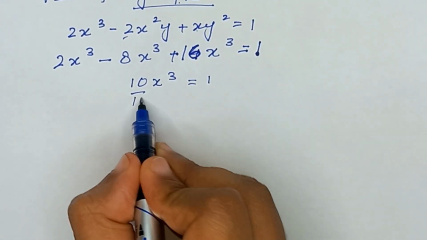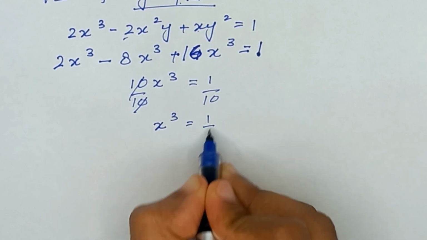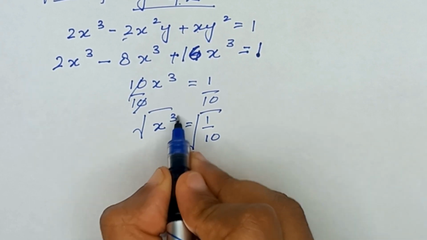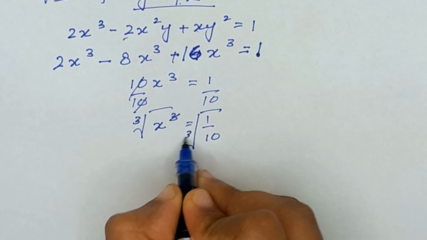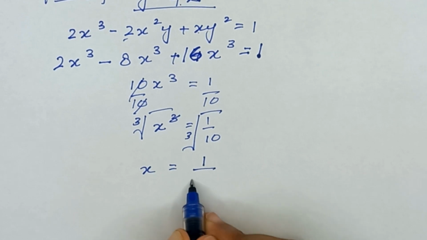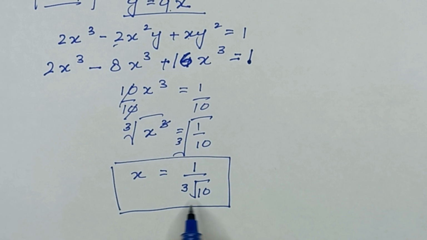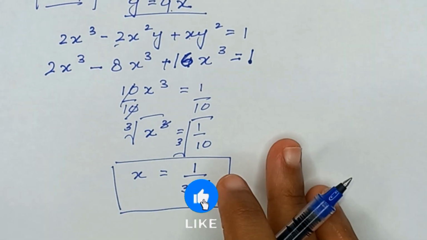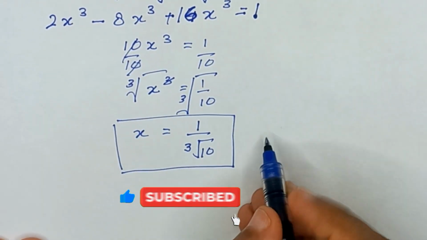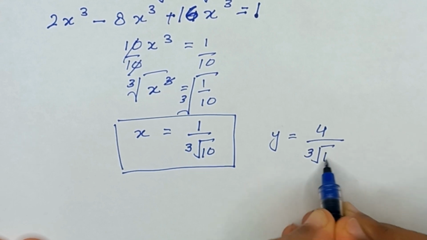Dividing both sides by 10, it will be x cube is equal to 1 divided by 10. Taking cube root on both sides to find the value of x, it will cancel out and x will be equal to cube root of 1 which is 1, divided by cube root of 10. Okay, if x is equal to 1 divided by cube root of 10, then what will be the value of y, which is equal to 4x. So y will be equal to 4 divided by cube root of 10.